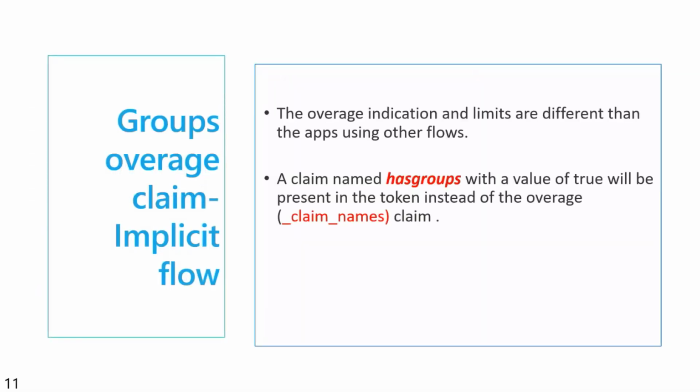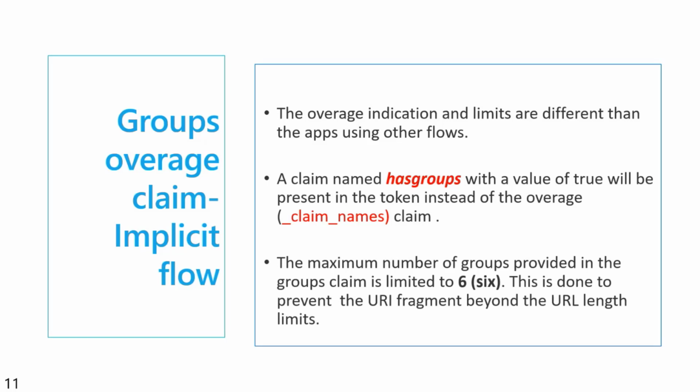So if I have implicit flow, it's a different format. It's not a _claim_names claim. It's actually a hasgroups claim. So if there's no groups claim, but instead there's a hasgroups claim with a value of true, then you can go ahead and assume that you have to call Microsoft Graph. And in this case, we don't give you the query. You have to know the query ahead of time. I don't expect that we're going to change the link that we're providing, because we don't want to break other applications. So there is an issue there.